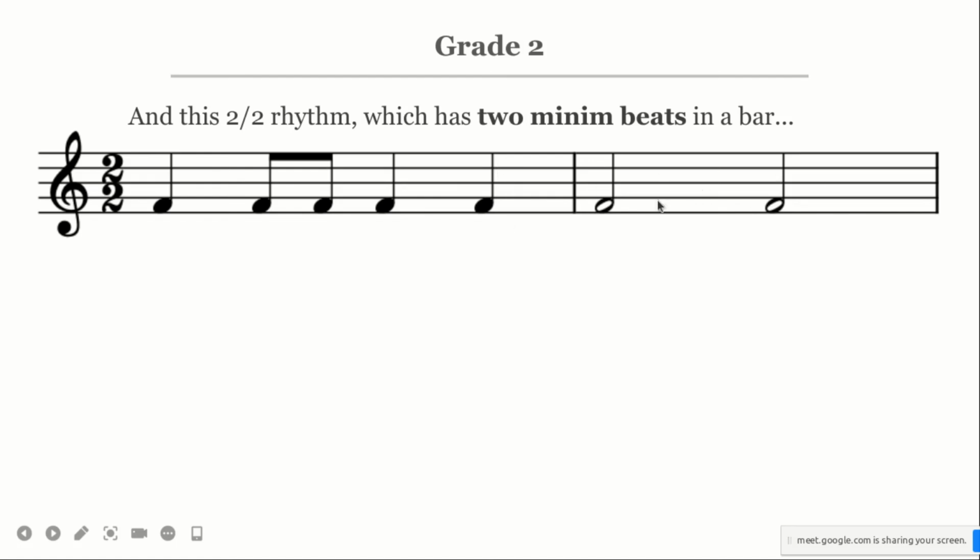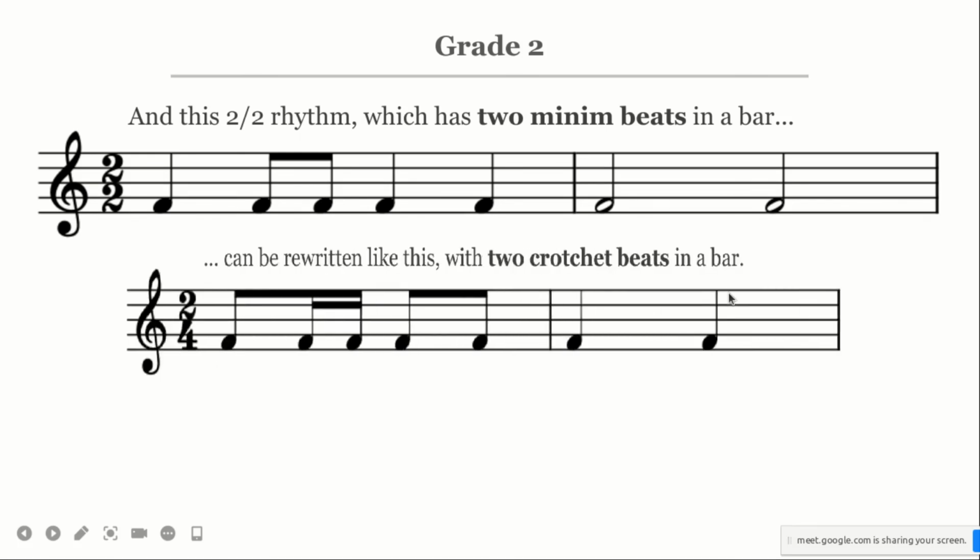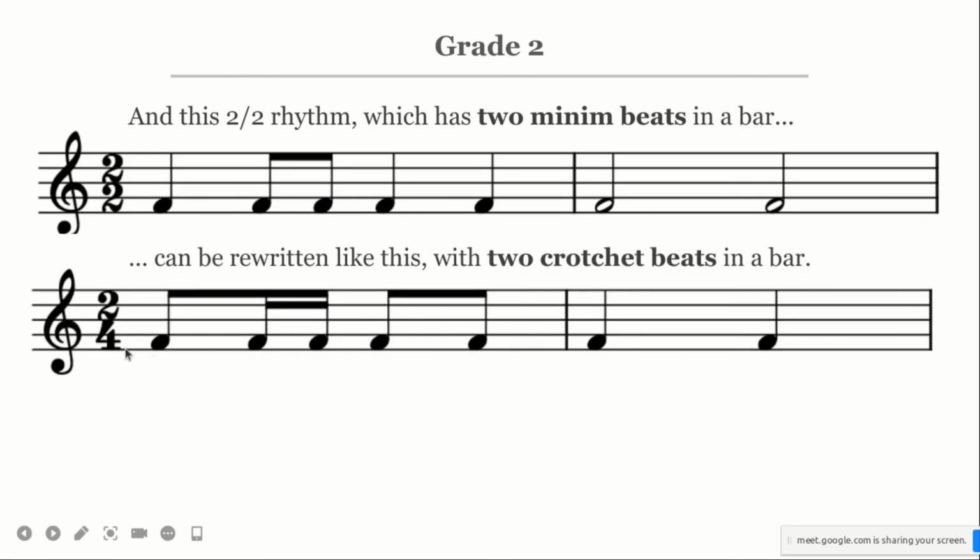Look at the last bar. They have two beats, one minim, another minim. That one can be written this way in 2/4. Now in 2/4, the type of beat is different. It's no longer a minim. The type of beat is a crotchet. So everything will now become a half for it to work out, for it to fit.